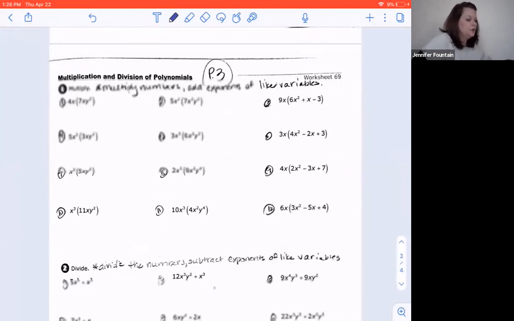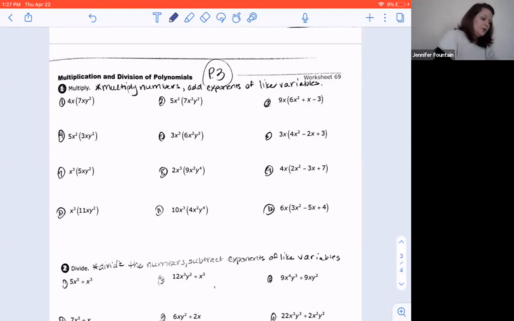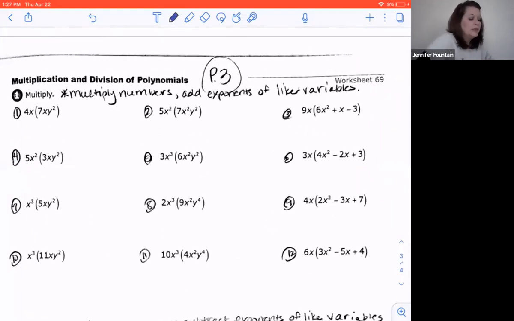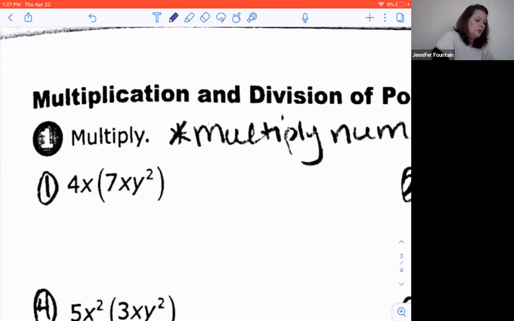Let's go ahead and review multiplying and dividing polynomials on page 3. The top of the worksheet says worksheet 69, but this is page 3. Notice at the top I wrote, you multiply the numbers and add the exponents of like variables. That's what I'm going to do here when I look at number 1.